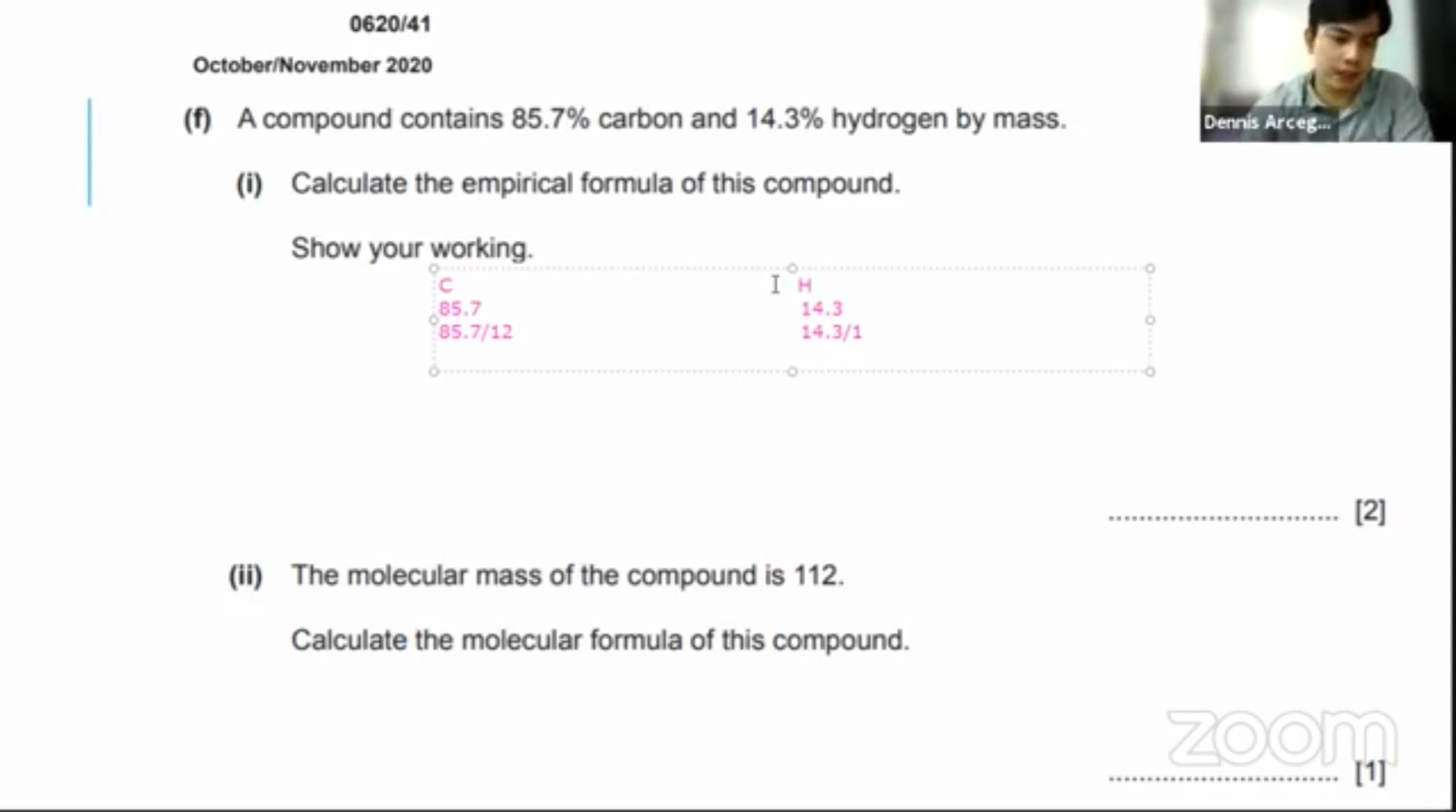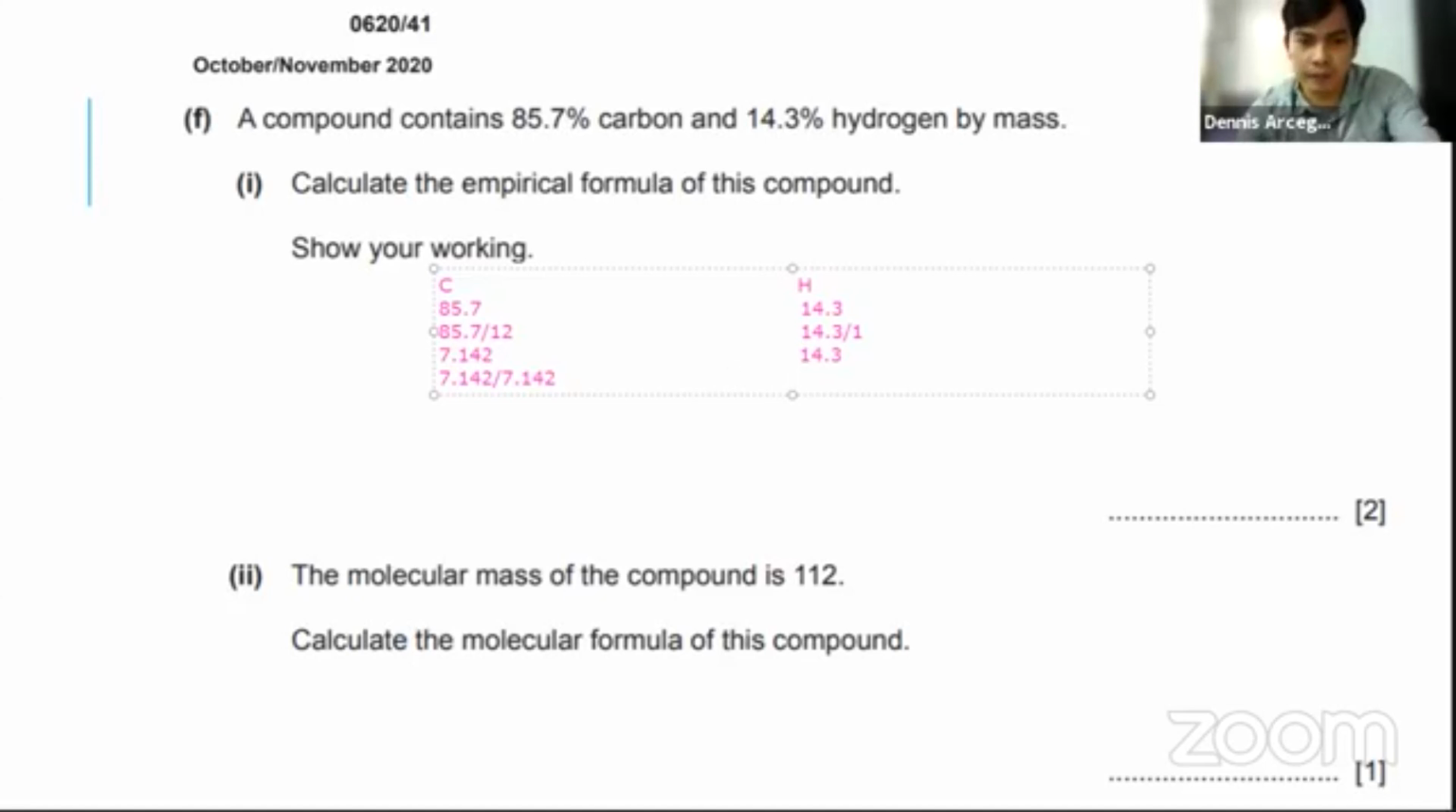You can have at least 3 decimal places to make your answer more accurate. So 85.7 divided by 12, that will be 7.142. And the other one will be 14.3, just have to divide it by 1. And then after this, you have to divide it with the lower value. So since this one is the lower value, 7.142, let's divide it with 7.142. It is the lower value, right? So you have to divide it with the lower value.